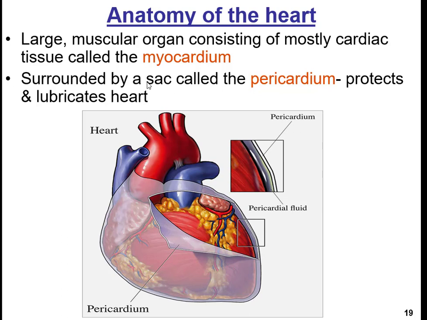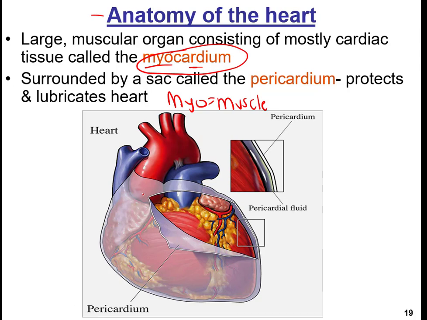Let's talk about the anatomy of the heart and also the way that blood flows through the heart into the body. So first of all, the heart is made up of a special type of muscle called myocardium. Anytime you see the term myo, this indicates muscle. And of course, cardium means cardiac, heart. So myocardium is the heart muscle.